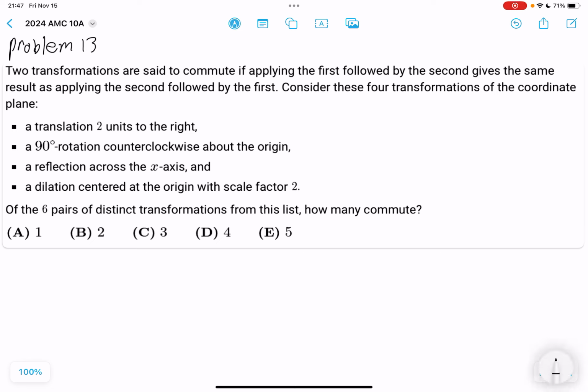So to solve this problem, let's just list all these 6 pairs of distinct transformations out and see which ones work. Because there's only 6 pairs, it's not going to take that long. And right now, I can't really think of a better solution. So yeah.